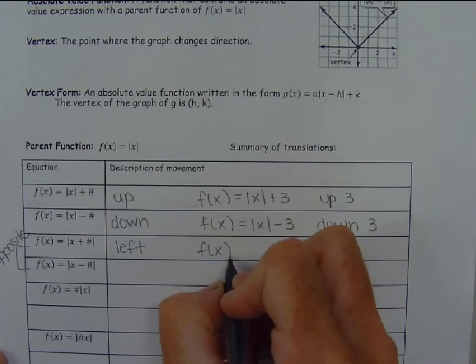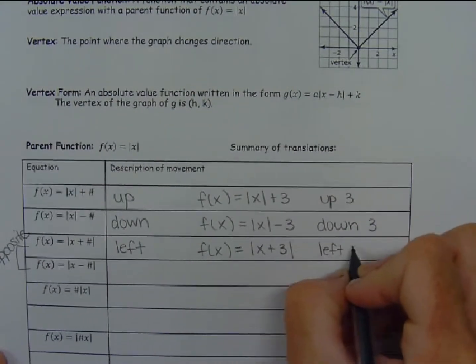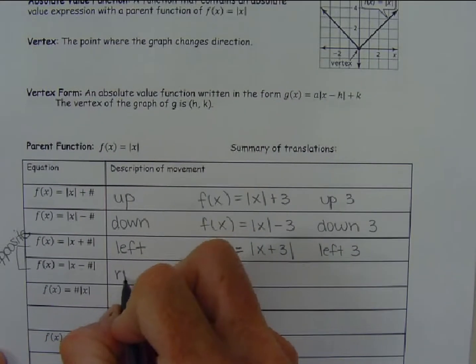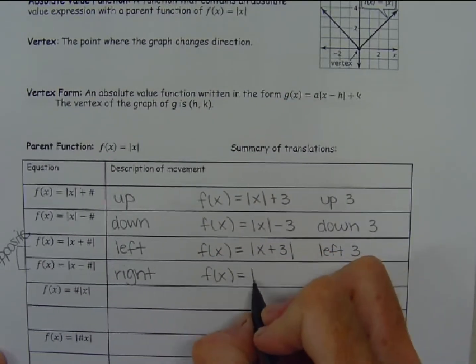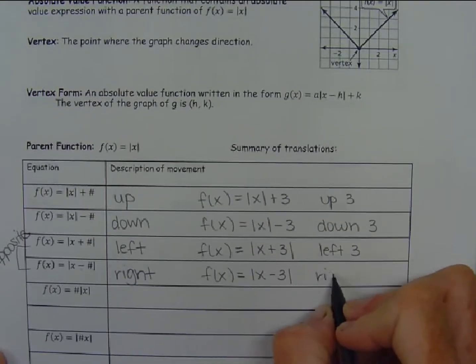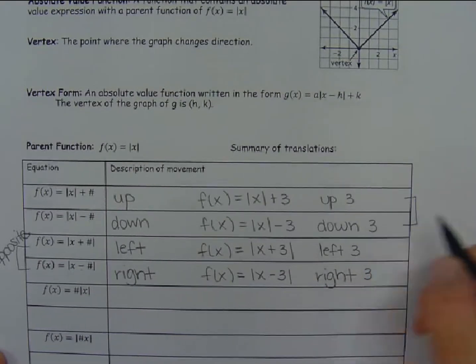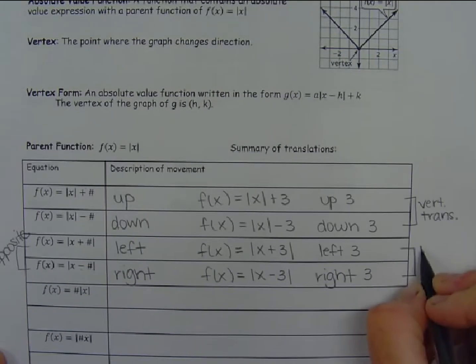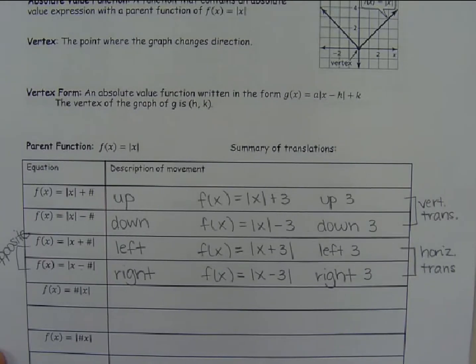And if I did an example and had an x plus 3 in there, I would say it is moved left 3. Which means if there's a minus inside, that moves it right. So if I had f of x equals absolute value of x minus 3, that would move the absolute value right 3. Again, we called this a vertical translation. This is actually a horizontal translation. So if you ever see the words horizontal translation, right 3, that just means you move it to the right.